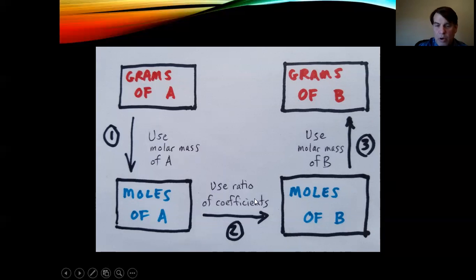And then I use the ratio of the coefficients. Remember, it was 2 to 8. So 4 times as many moles of carbon dioxide for every 1 mole of butane. So multiply, or whatever you have to do, by the ratio of the coefficients. That gives me the moles of the target substance, in this case carbon dioxide. Then I use the molar mass of carbon dioxide to figure out how many grams of it. If I have moles, I multiply by grams per mole, and I get grams. So this is the process that you follow, a 3-step process to get from the grams of one part of an equation to the other part.